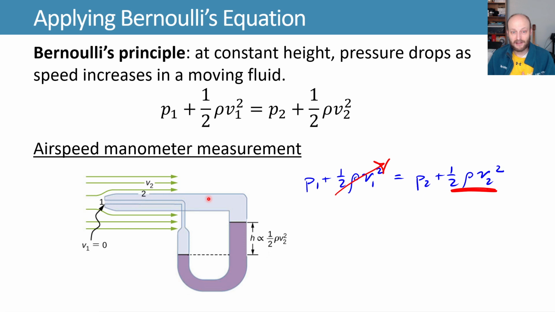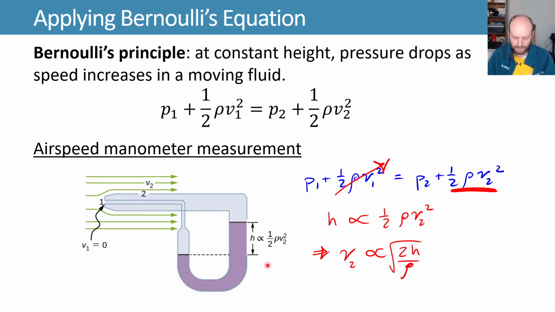In writing this, you can see that with that dead zone, V1 goes to 0. And now you have that pressure difference based on the speed of flow. And you can get the height being proportional to that difference. So your velocity is proportional to the square root of twice the height over the density of that fluid in there. Or actually, this is not the density of the fluid in there. This is the density of the air flowing by outside.